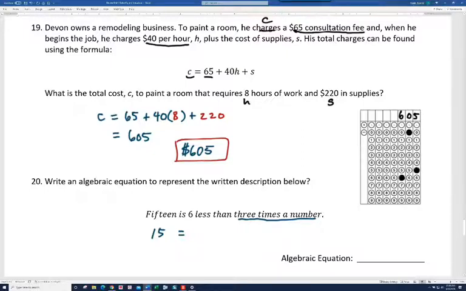We don't know what the number is. We're going to call it x. So 3 times a number, we want 6 less than that. We subtract off 6. So hopefully you can read this now and it seems reasonable to you. 15 equals 6 less than 3 times a number. So this is 3 times a number, and I want 6 less than that. I have to subtract off 6. And so that is our answer. 15 is equal to 3x minus 6.